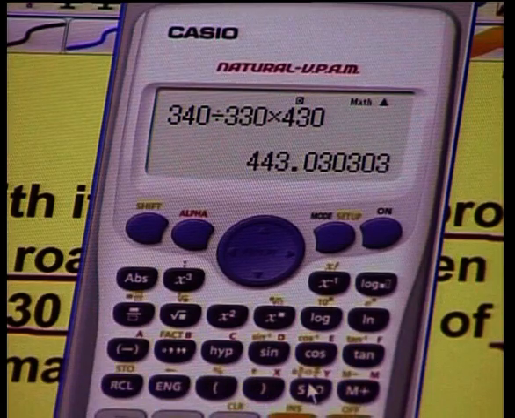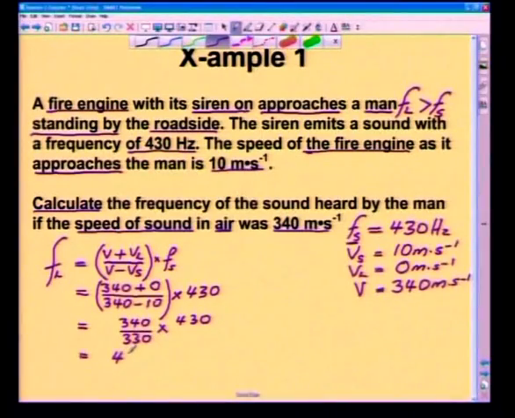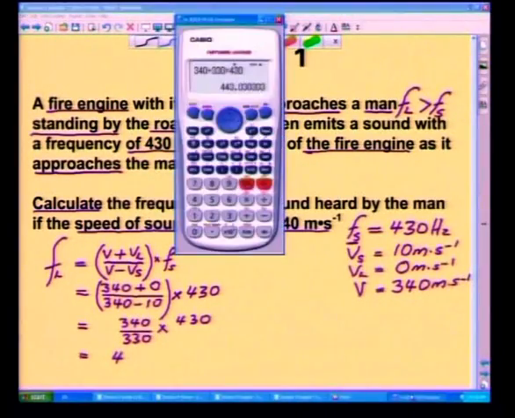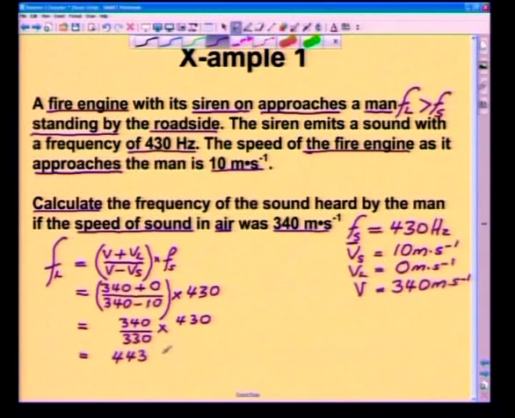Let's see what the answer is. So the observed frequency is going to be 443 hertz. This is what the man will perceive as the frequency of the siren, as the sound emitted by the siren from the fire engine. So now, I think this gives you an idea of how we calculate the observed frequency.